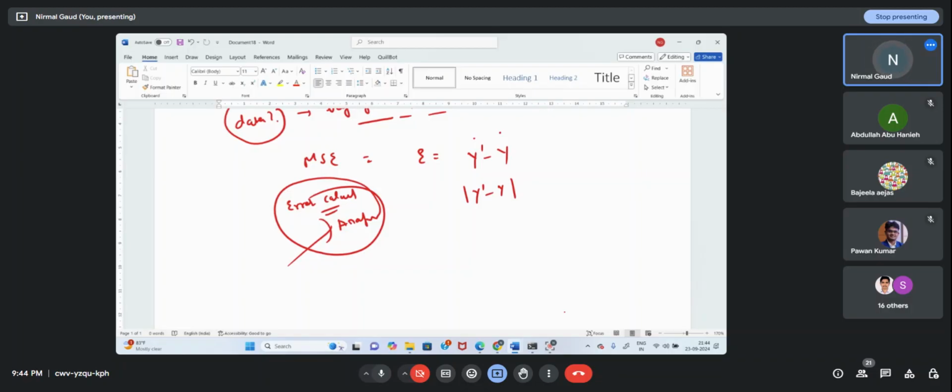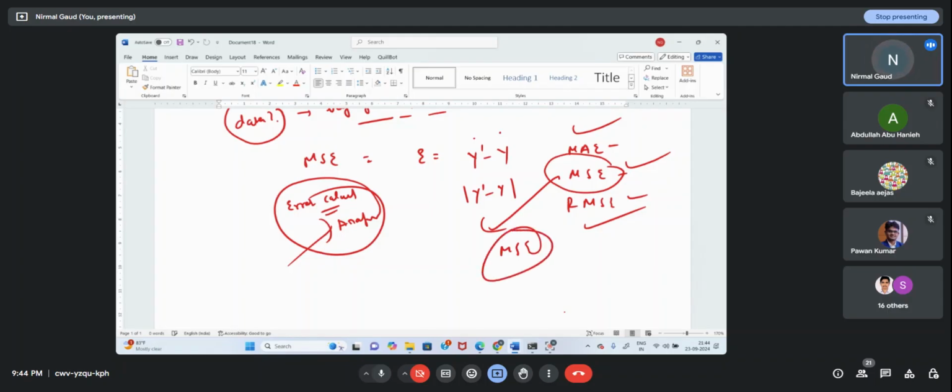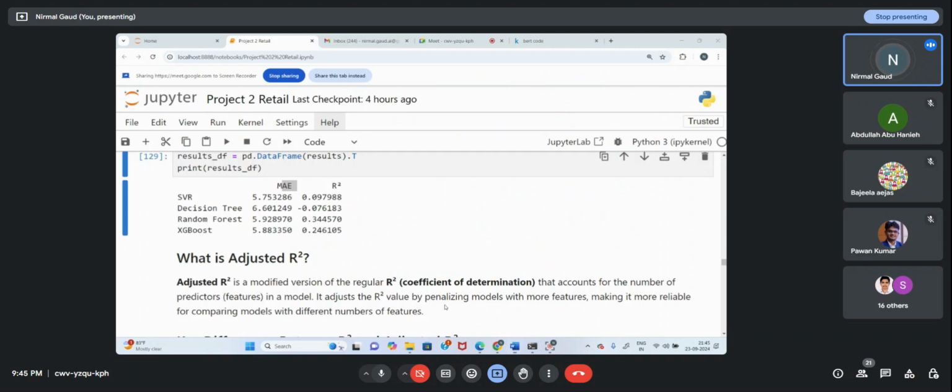We can have either MAE, MSE, or RMSE. These are the errors: mean absolute error, mean square error, root mean square error. In general, we prefer MSE. However, if the value of MSE is large, then we can apply the root of MSE, that is root mean square error. Also, if you have outliers present in the data and MSE is large, we can apply MAE, mean absolute error. At this particular stage, I have used MAE. However, you can calculate RMSE and MSE also.